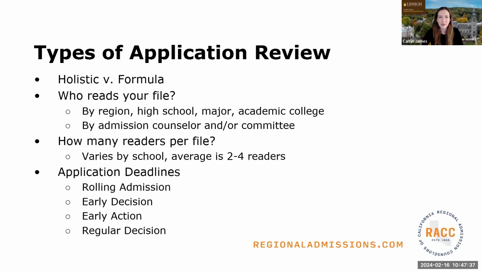So, different types of application review processes. We have holistic versus formula. One of the things that we might look at is holistic, so looking at everything that you have to offer. We're looking at not only your academics, but your involvement, organizations, leadership, your writing samples, things like that, versus a formula. Formula just means we're looking for maybe X GPA at this particular school, or maybe X GPA with a certain test score, depending on if you submit that or if that's required by that institution.